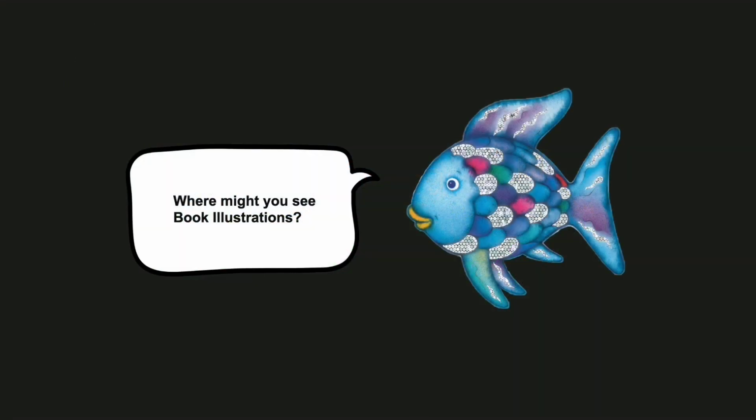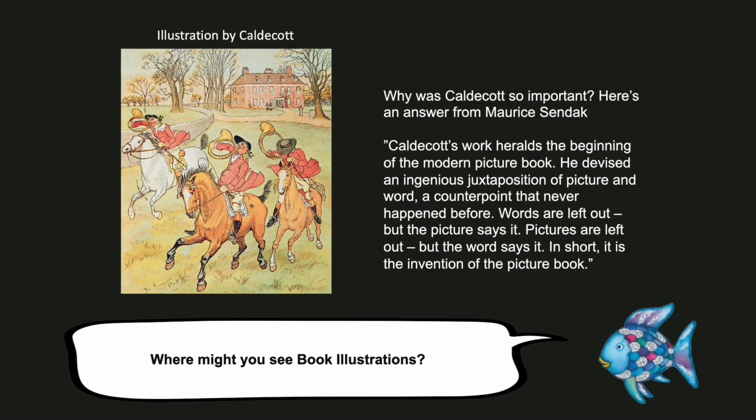Where might you see book illustrations? One place is in children's books. They're used to enhance and bring life to an author's story. In the 1800s, Randolph Caldecott began to elevate the illustrations into a storytelling vehicle rather than just decorating the text. Maurice Sendak credits Caldecott with the creation of the modern picture book.